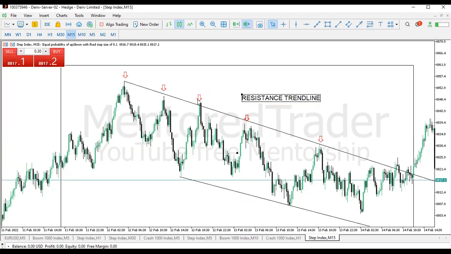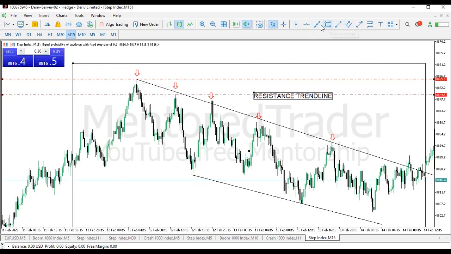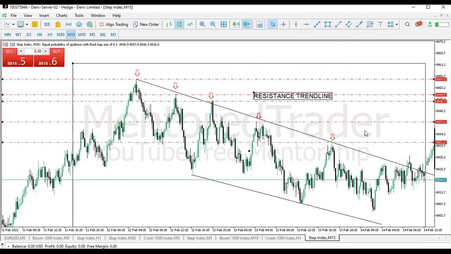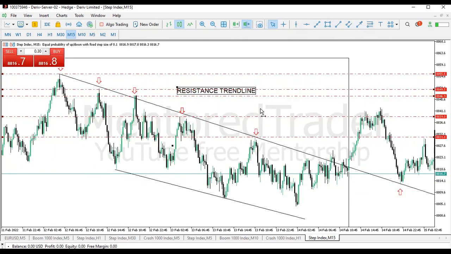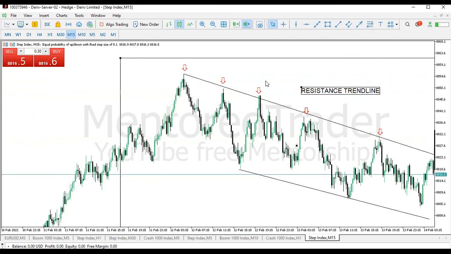So here we say we have a resistance trend line. This means that the price is shooting lower. It is respecting it, a series of lower highs, lower highs, lower highs. How do you know that? We have this higher high followed by a lower high, another lower high, another lower high, and this one also a lower high. They are all on the highs, so those are lower highs, support and resistance trend line.